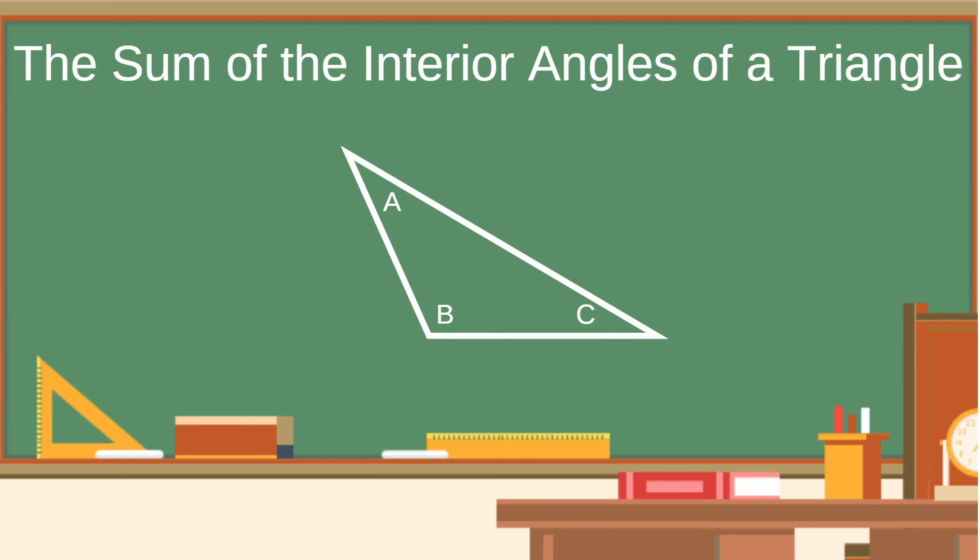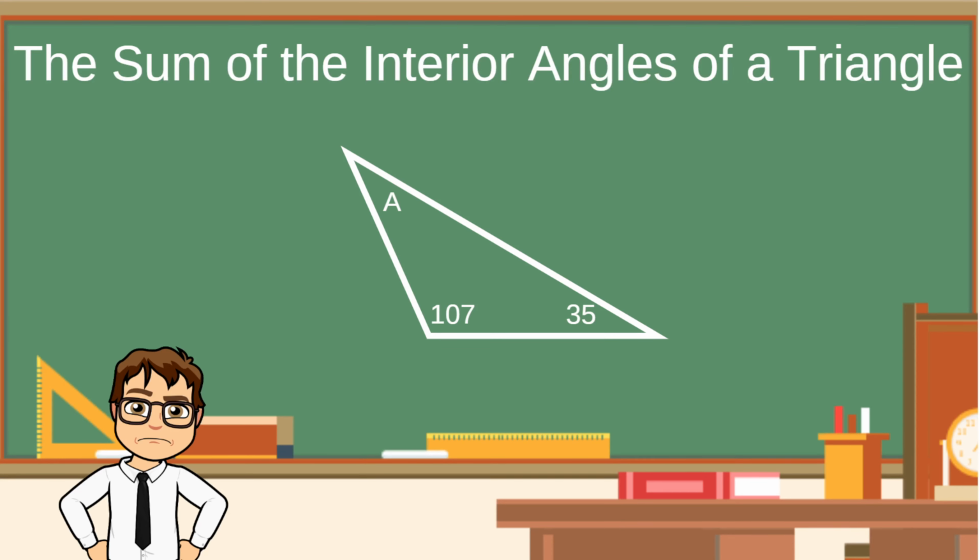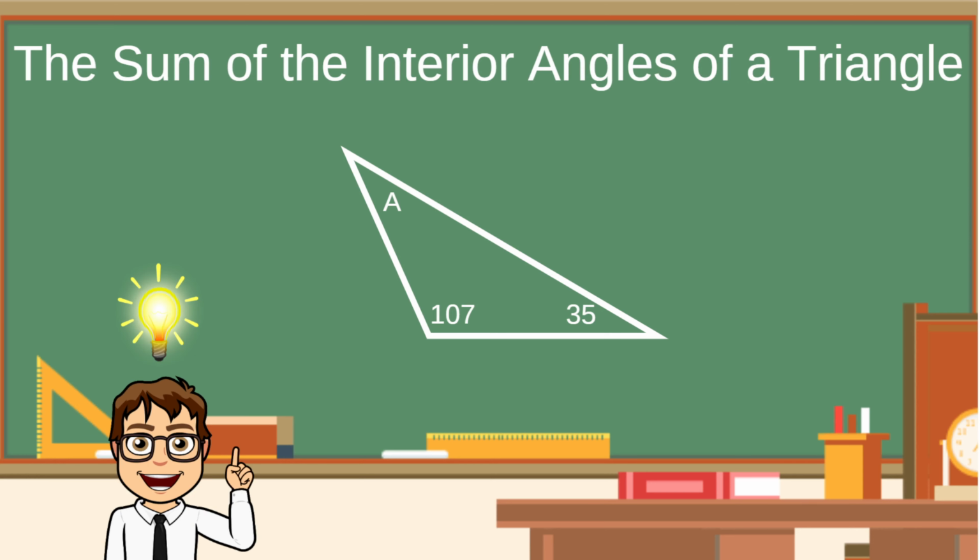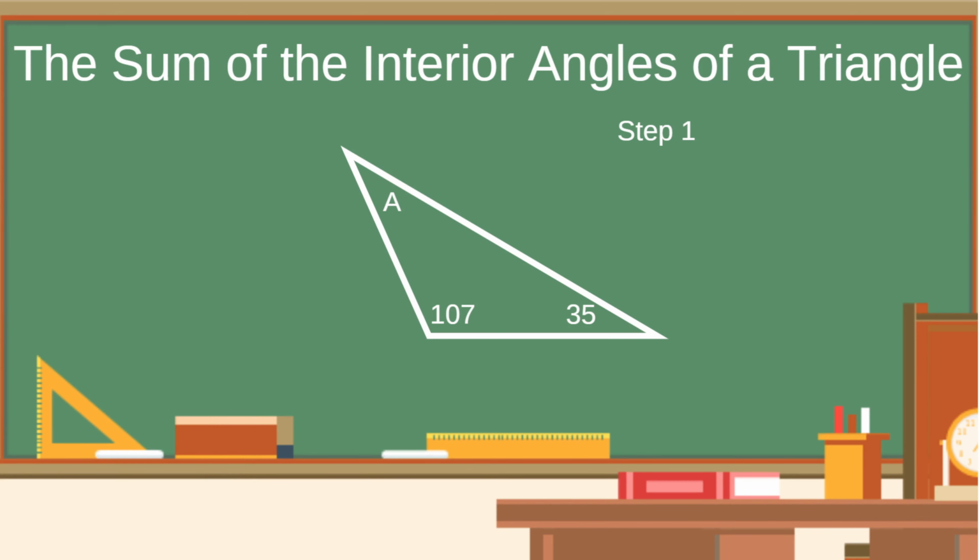Let's say that we know two of the angle measurements inside this triangle. Angle B is 107 degrees, and angle C is 35 degrees. How can we solve for angle A? Easy. We follow the same steps. In step 1, we add up the two angles we know, 107 and 35. That gets us a total of 142 degrees.